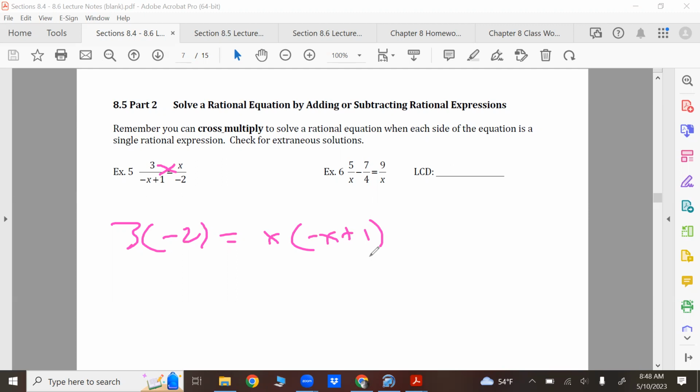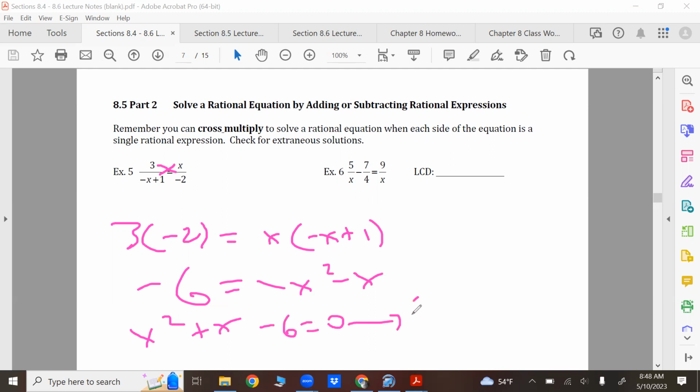Okay. So anyway, once you cross multiply, just work it out. I know you guys can work it out. I'm not worried about that. But you just have to remember to cross multiply. And I'd probably move everything to the left side just to get rid of the negatives for the leading term. And then you can factor.